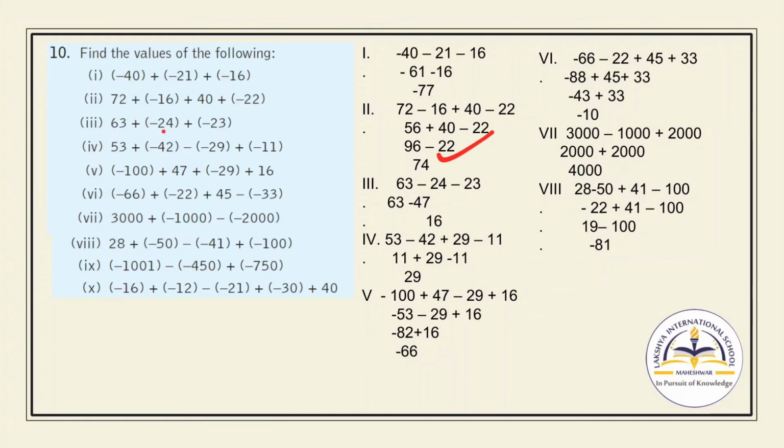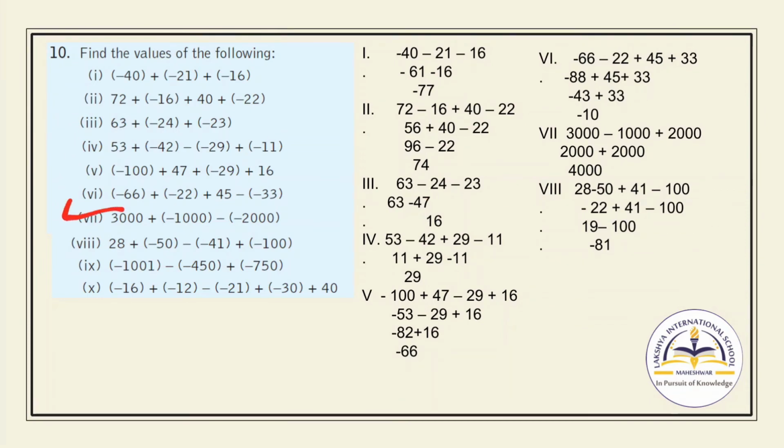Now question number 3. 63 plus minus minus. Here also plus minus is minus. 63 minus 24, minus 23. So here minus 24 minus 23 equals minus 47. Now 63 minus 47 equals 16. So like this you have to solve.